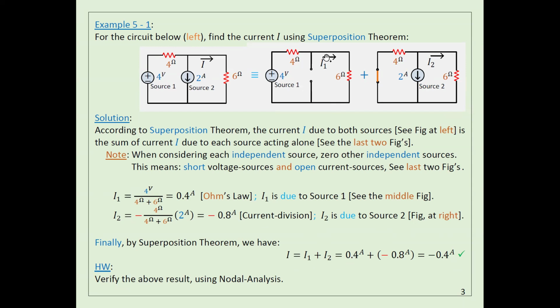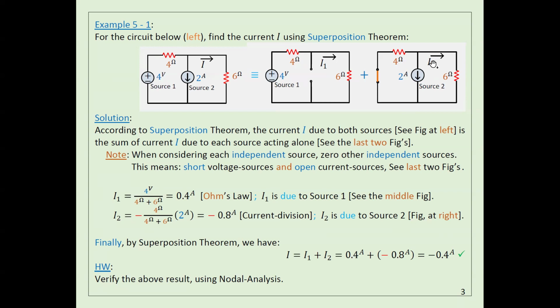How can I get I1 in this circuit? If you have a circuit like this one, this is a very straightforward case. The current here is 4 volt divided by the total resistance, which is 4 ohm plus 6 ohm. It's too simple; if you want to apply Kirchhoff voltage law you can, but it's not needed. You have 4 volt and the total resistance is 10, so it's 4 divided by 10, 0.4. Easy, I was able to find I1 easily in this case.